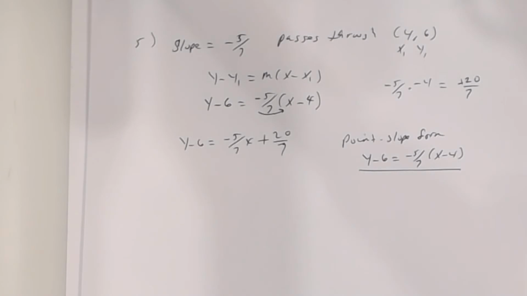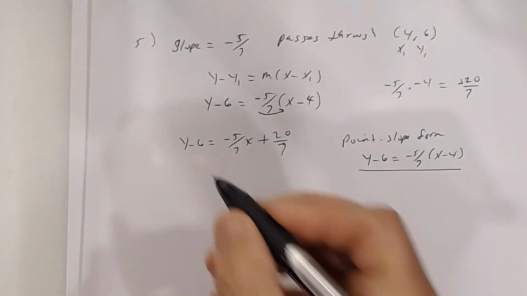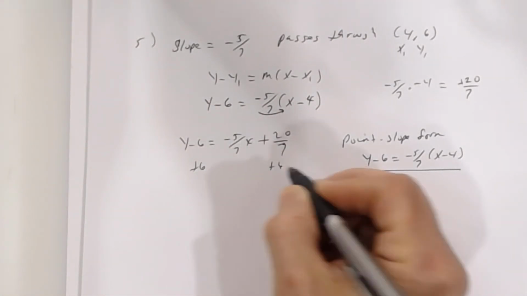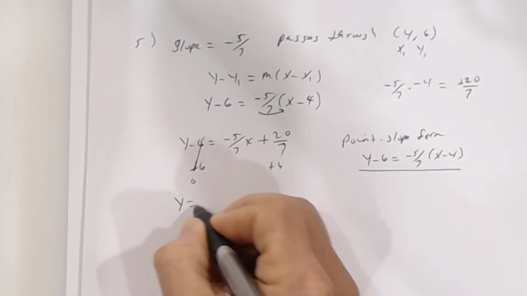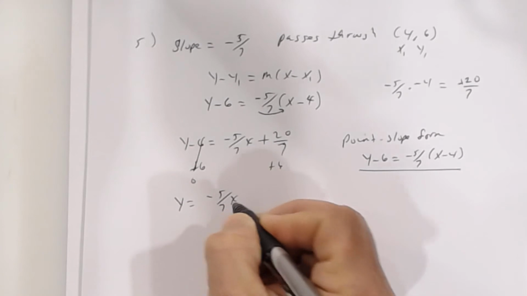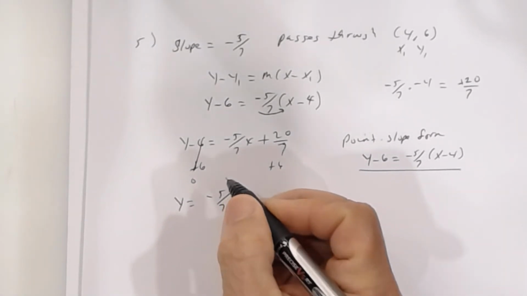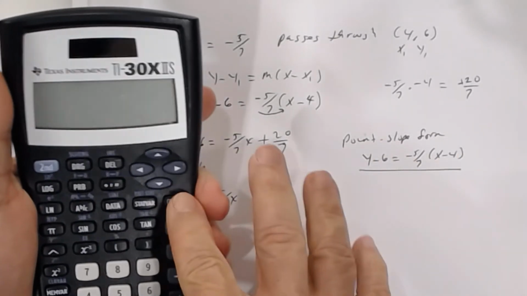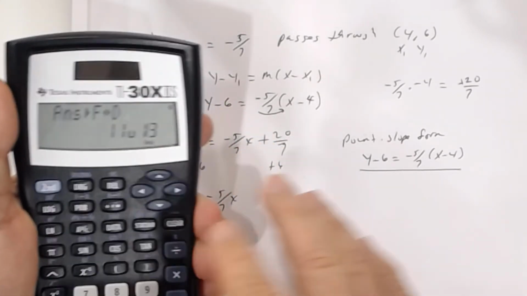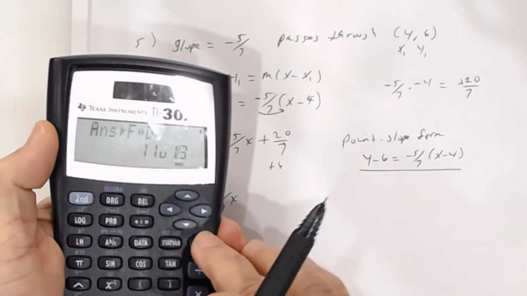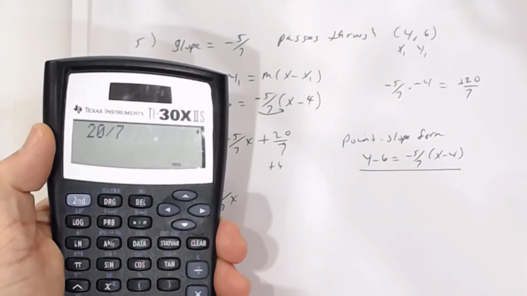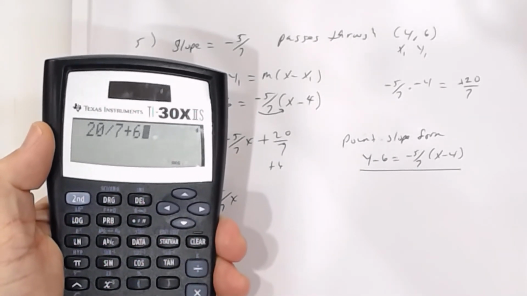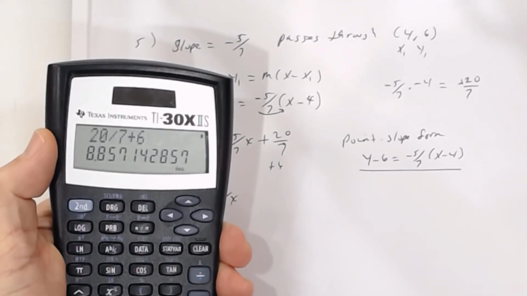One more step and you're done. What's the next step? Add 6 to both sides. And then combine like terms. So y equals negative 5/7 x. If you want to use your calculator, use your calculator. What do I punch into the calculator? What do you punch in? 20 divided by 7 plus 6, and then press equal. So I get this decimal.